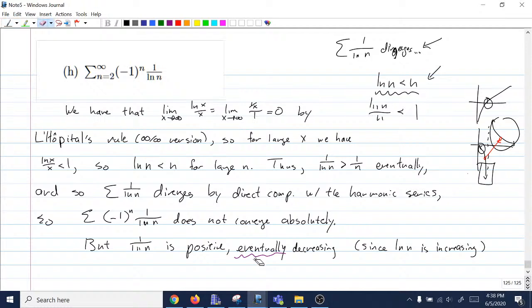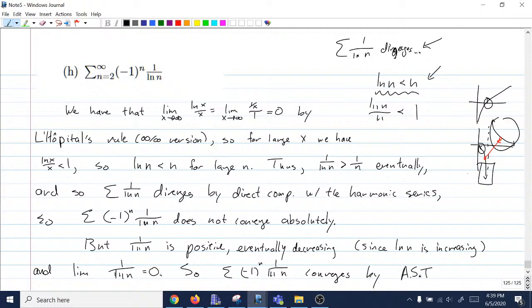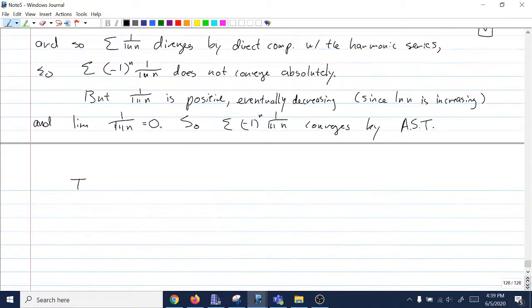That's why I'm using the word eventually here. And the limit of 1 over natural log n is 0. So the sum of negative 1 to the n, 1 over log n, converges by the alternating series test. Thus, the sum of negative 1 to the n, 1 over log n, converges conditionally.